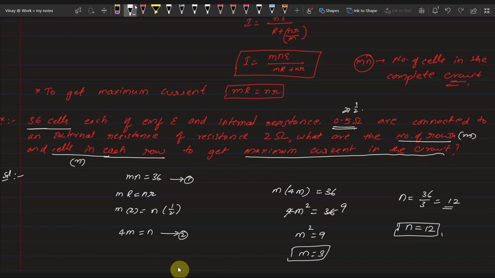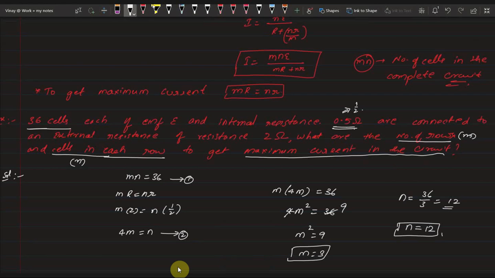This is the concept. Problems will be like this, based on the mixed combination of cells. If you're done with this, we'll go for the next question. Shall I move to the next concept now? Yes, sir.